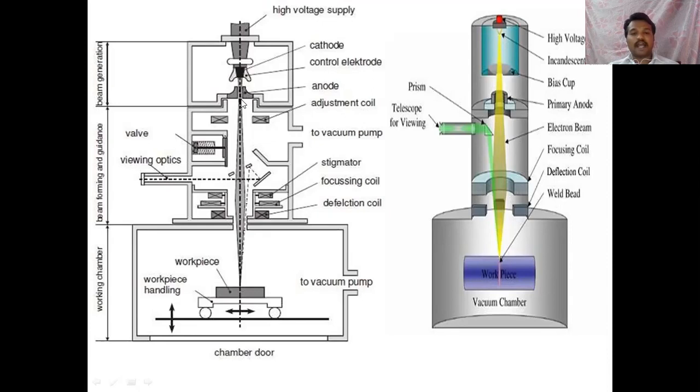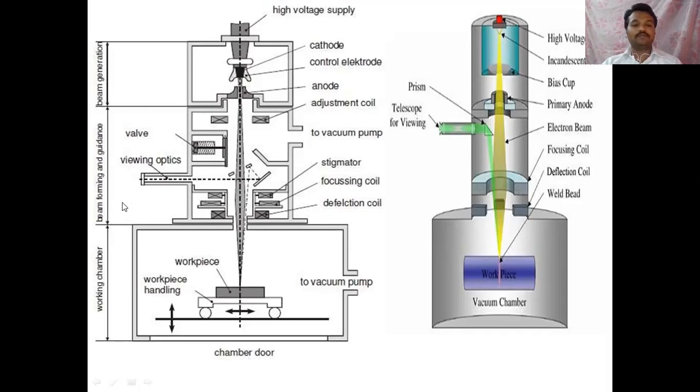Just below this anode, we have the beam forming and guidance. The electrons generated here in the beam generation are now accelerated with the required amount of power to strike the workpiece.